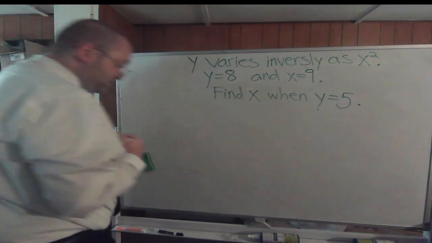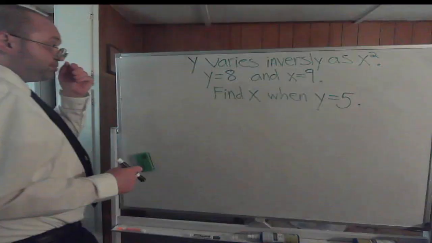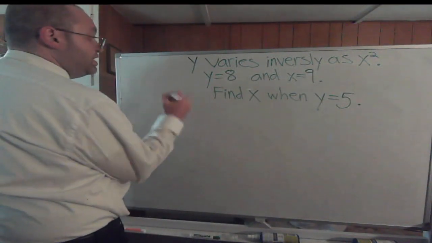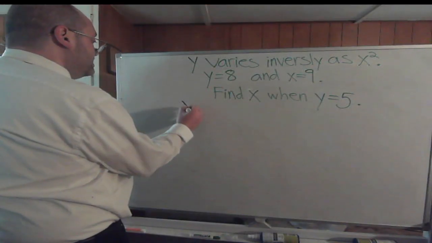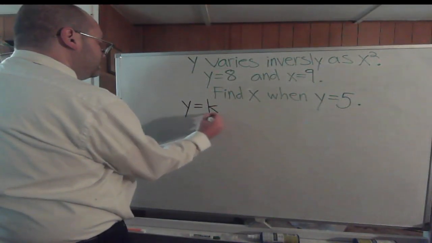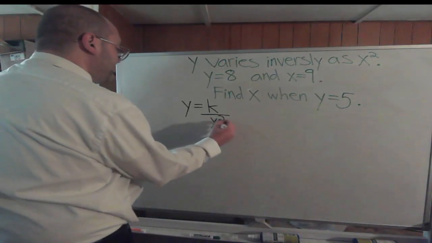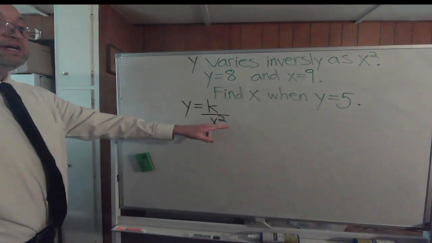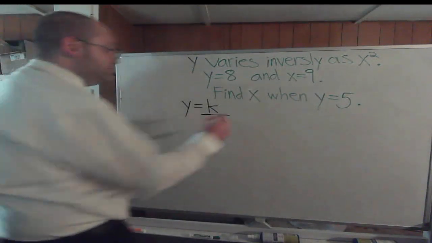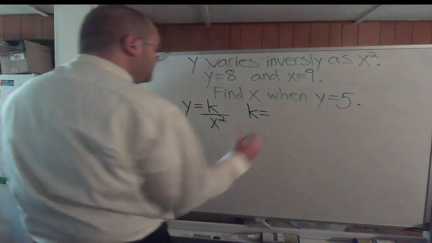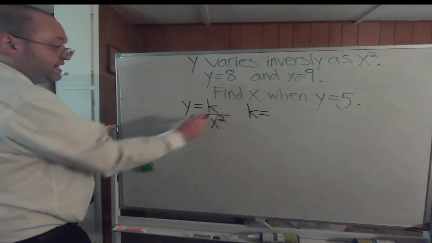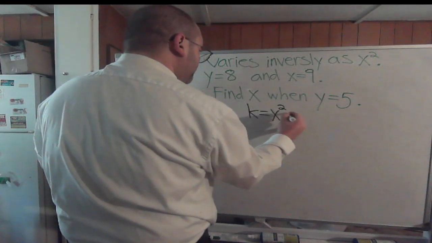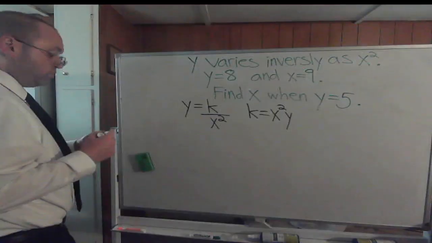Okay, so to start with this problem, y varies inversely as x squared. So let's start that part first. Y varies inversely as x squared means y equals k over x squared. Well, we want to solve for that constant of variation k, get it by itself, so we have to multiply the right side by x squared. But what you do to one side, you have to do to the other, so you multiply y by x squared. You'll get x squared y. So k equals x squared y.